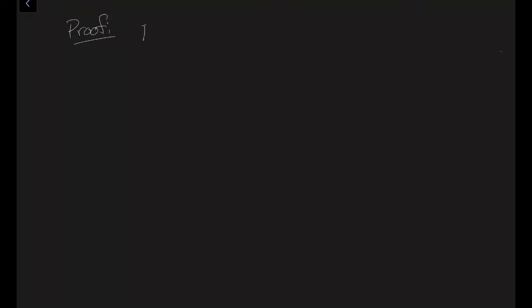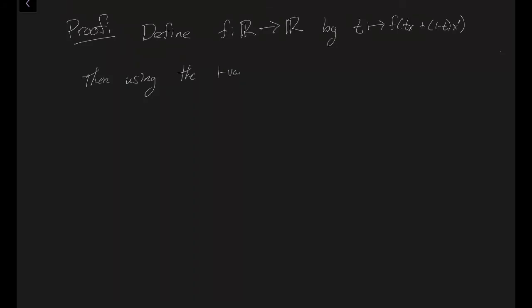So we're going to start by defining a function from R to R by t maps to f of t times x plus 1 minus t times x prime. Next, we're going to use the one variable version of the mean value theorem, which we just described. That's the theorem statement from calculus. And we're going to take the derivative of this function, so f of tx plus (1 minus t)x prime, with respect to t, and we're going to take that at the point t equals t naught.